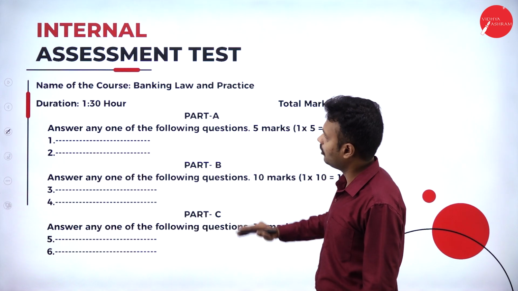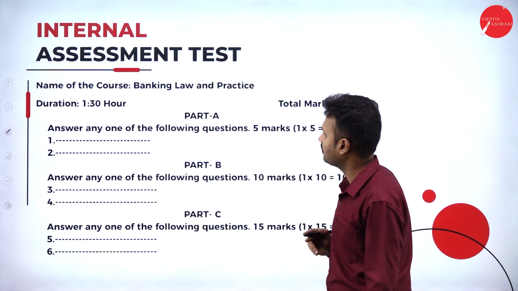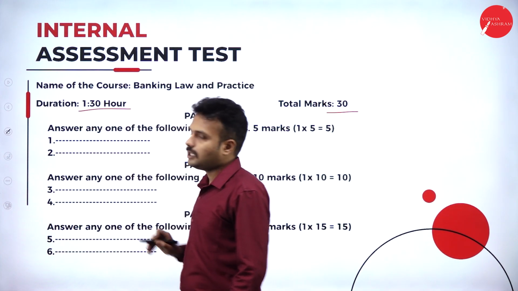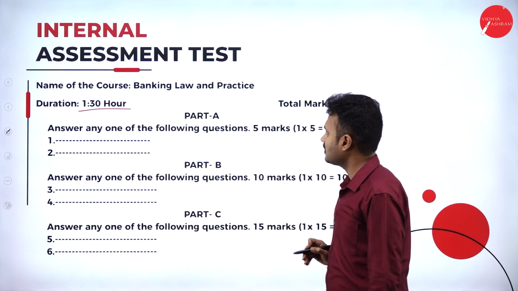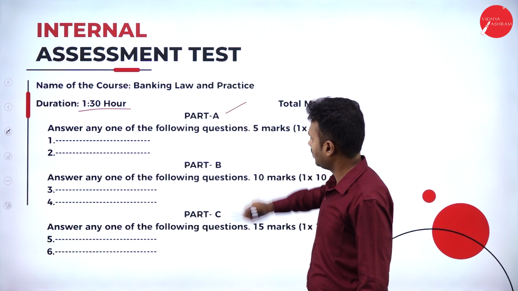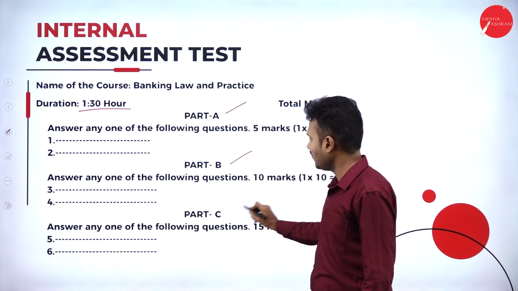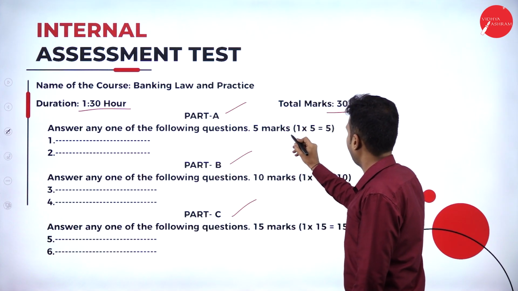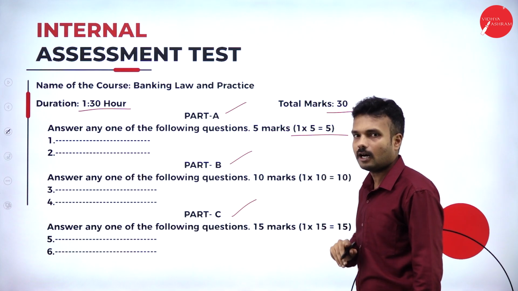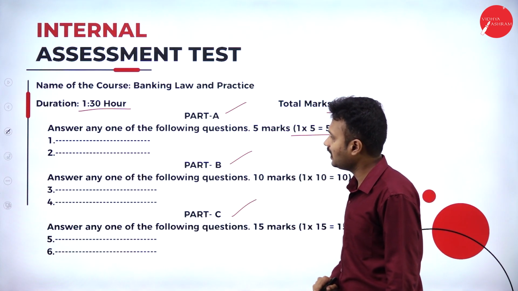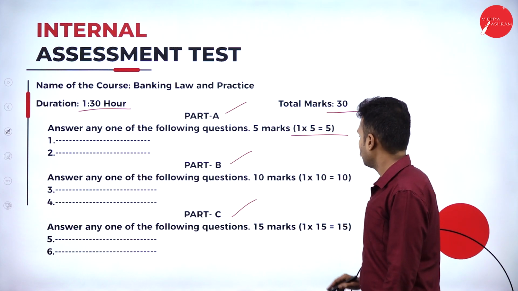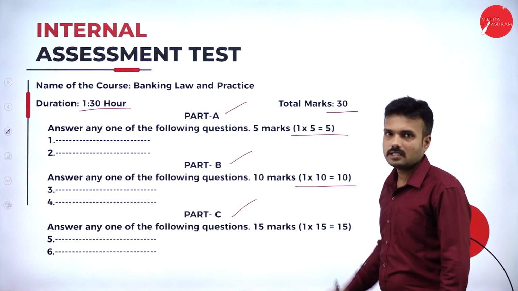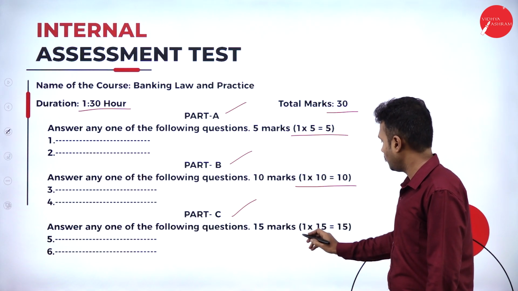This is the pattern of the internal assessment test. This test is conducted for 30 marks. The duration of the test is 1 hour 30 minutes. This test consists of 3 parts: part A, part B and part C. In part A, there are 2 questions of 5 marks, where you answer only one among the 2 questions. In part B, there are 2 questions of 10 marks. You are going to attend only one among the 2 questions. In part C, there are 2 questions of 15 marks, where you attend only one question among the 2.